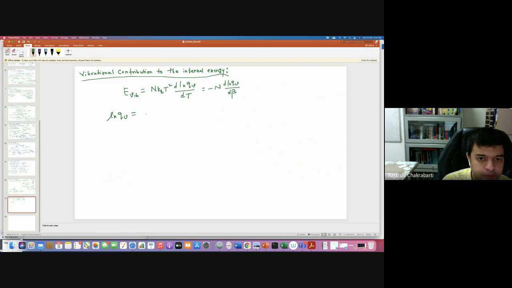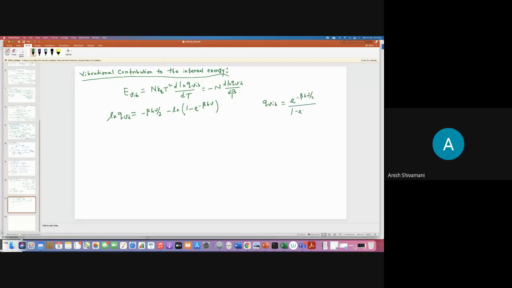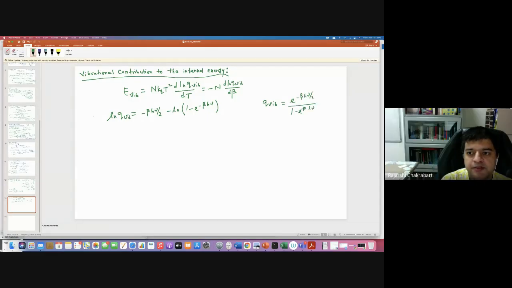ln qv is going to be minus beta h nu by 2, the first term, minus ln of 1 minus e to the minus beta h nu, isn't it? Because qv, vibration, we did just now, isn't it? So this is like this, okay?